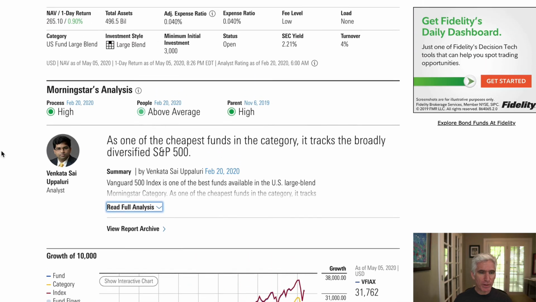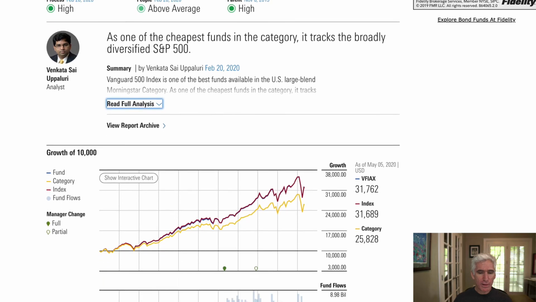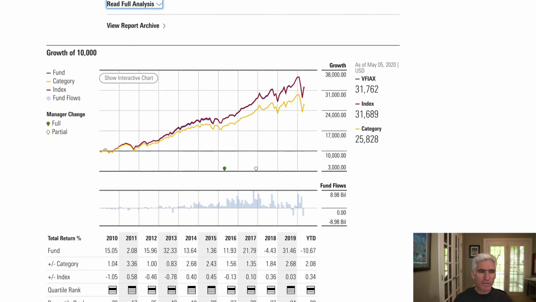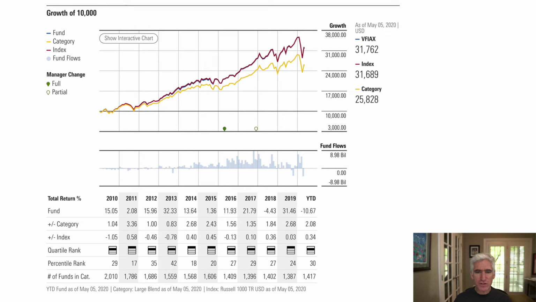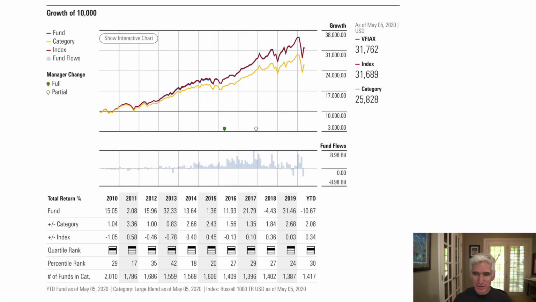And as you can see up here, the category is U.S. Fund Large Blend. And so when we look at the Vanguard 500 Index Fund, we can see that the fund is a blue line and the index is a red line. And if you're looking at the chart, you may be scratching your head and saying, well, Rob, where's the blue line? I just see red and yellow. Well, the blue line is under the red line. It's hard to see, but it's there.